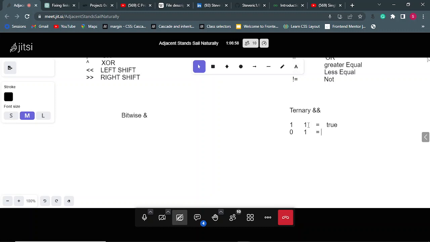If both sides are true in an AND operator, remember, it will be true. For the ternary, right? True. And if one side is false and the other side is true, then it will be false. Now if here is 1 and here is 0, it will be false, because both sides must be true.